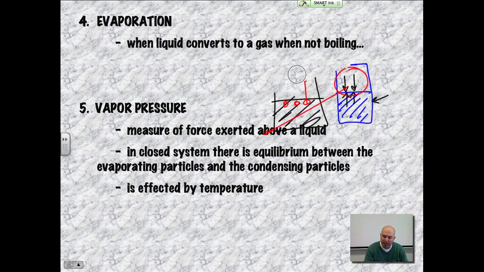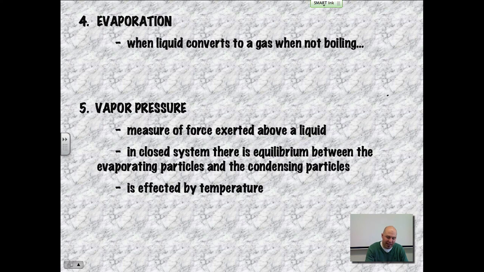All right? The next thing I'm going to talk about, on the next slide, is boiling points, and we'll take a look at it then.